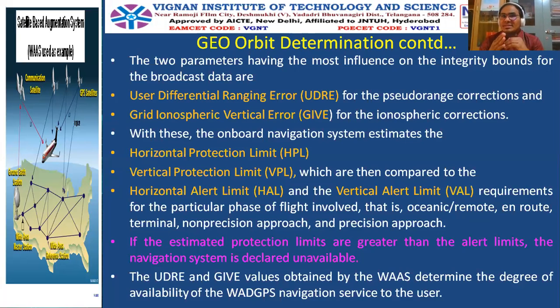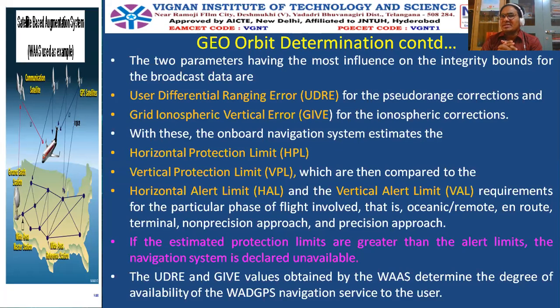And these are estimated with limits. These limits are present on board with the navigation system. One limit is the horizontal protection limit, and another is the vertical protection limit. Of course, you can understand that in horizontal, how much error may be tolerated, and in the vertical direction, how much error may be tolerated. These are given by the limits. If it is beyond HPL, then the horizontal alert limit will be given. If it is beyond VPL, then the vertical alert limit will be given.